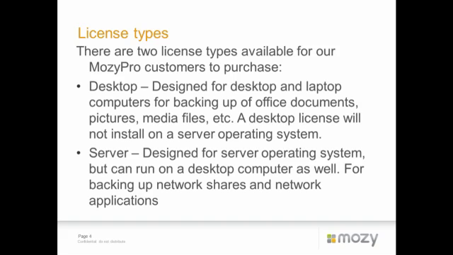Now, you just need to keep that in perspective. A desktop license is specific to a desktop operating system: Windows 7, Windows Vista, Windows XP. However, the reverse is not true. You can install a server license, which is designed for server operating systems, on a desktop or a laptop computer just fine. You do get an additional set of features that come with that as well. It is designed for backing up network shares or network applications.